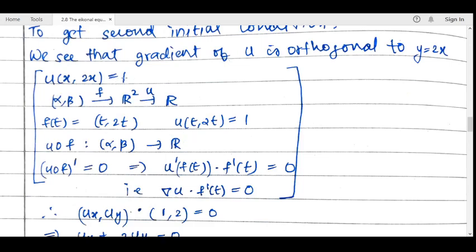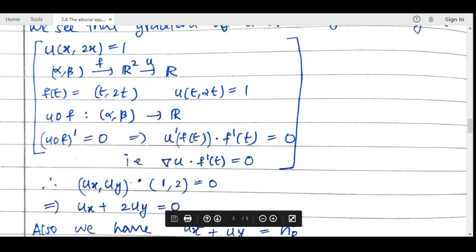Now since u is constant, its derivative is 0. So u composition f, its derivative is 0. Now how to differentiate this? This is nothing but u dash of f of t dot f dash of t. Now u dash of f of t, since u is a function of more than one variable, u dash represents del u, gradient of u, dot f dash of t. So del u dot f dash of t equal to 0 means what? These two are orthogonal. So gradient of u is orthogonal to f dash of t.